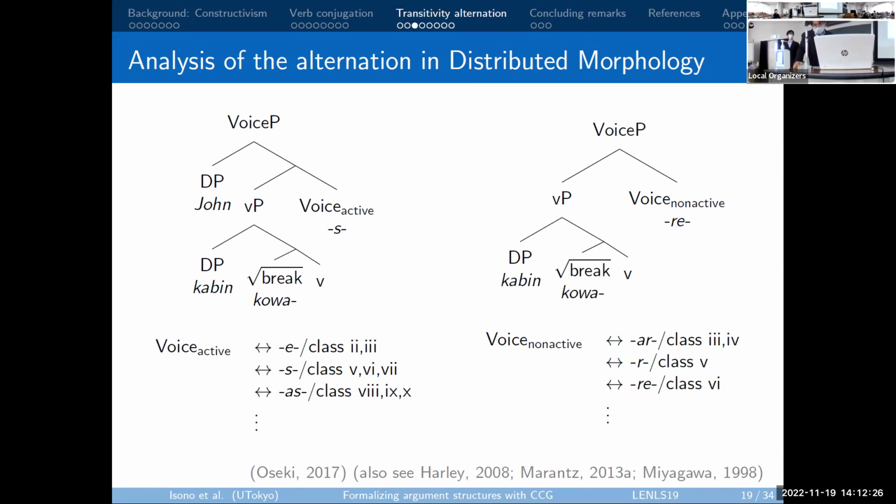Importantly, this analysis captures the fact that the vase broke implies John broke the vase, as one of the reviewers pointed out. So the shared meaning is represented by this little v phrase. This part is shared by both trees. And so you can see the implication relation between these two. And actually, this analysis can be rather easily translated to CCG.